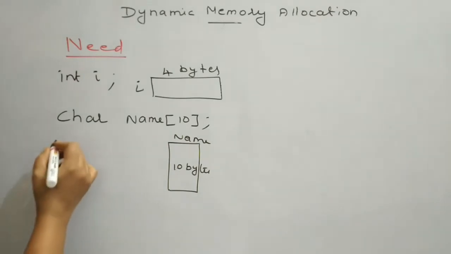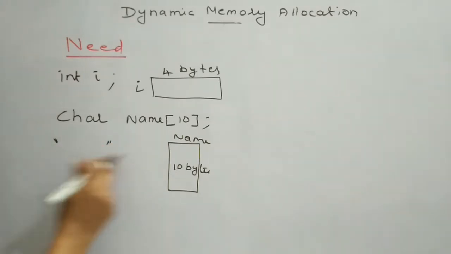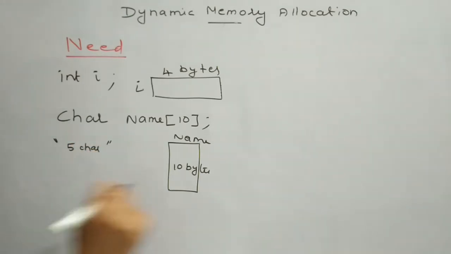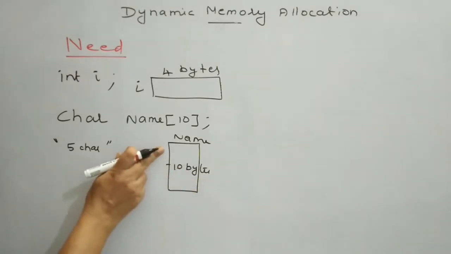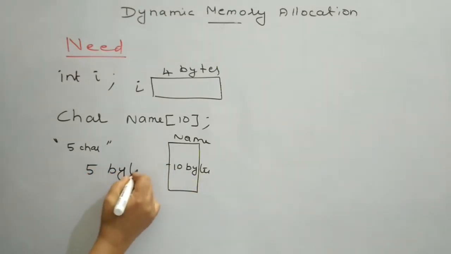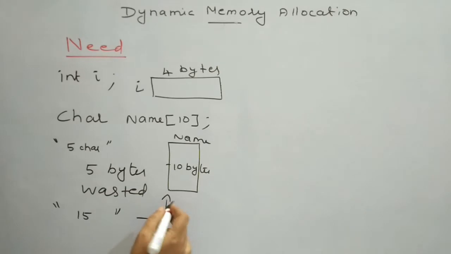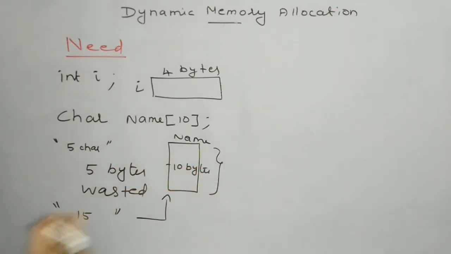The difficulty here is if I store a string value in this character array which is of 5 characters, only 5 bytes will be used and the remaining 5 bytes will be wasted. In case I assign a string value of 15 characters, then I cannot assign this value to this memory block since it contains only 10 bytes of memory. The 15 characters cannot be stored. In that case, if I want to resize the memory allocated, it is not possible.